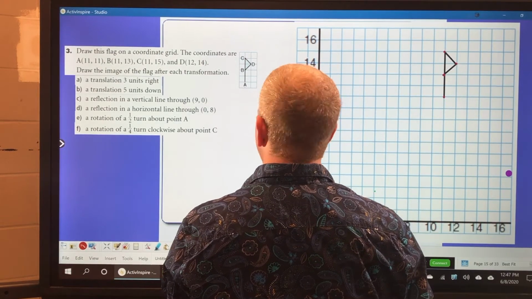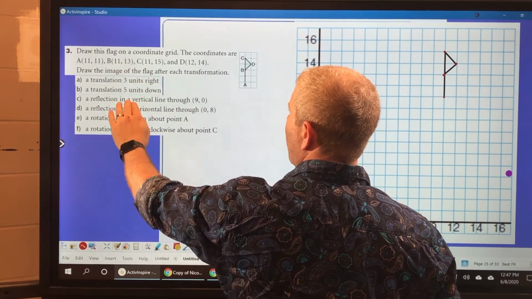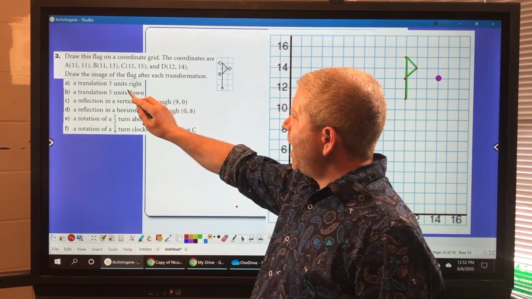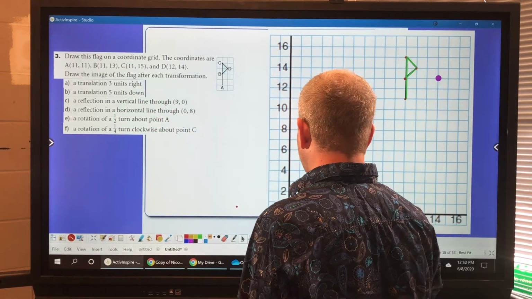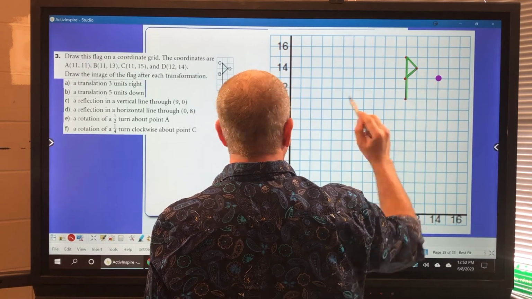And there's my shape. And then we're going to draw the image of the flag after each transformation. We've got 6 transformations we're going to go through here. So let's look at A. We're translating 3 units to the right. So I'm going to take my purple guy here. I'm going to translate 3 units to the right.